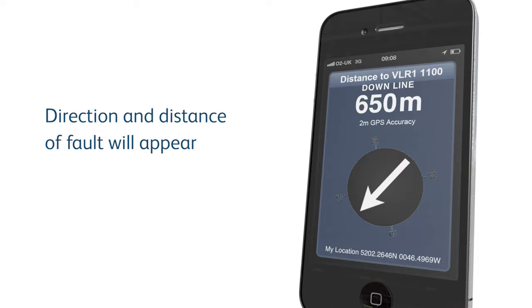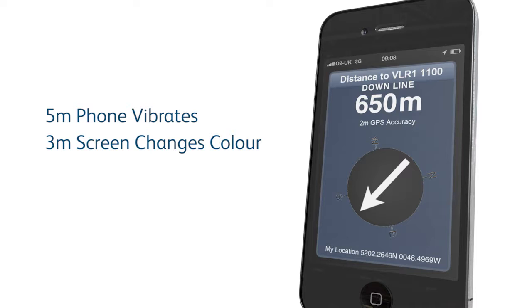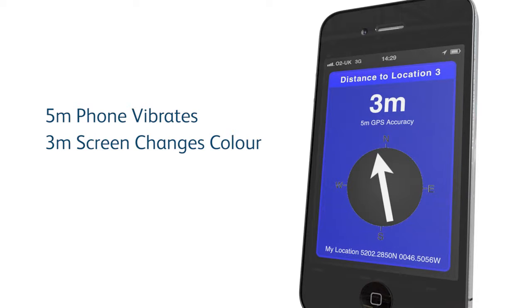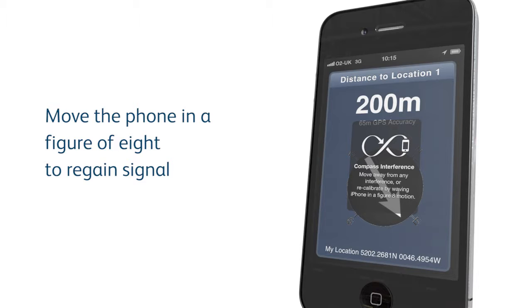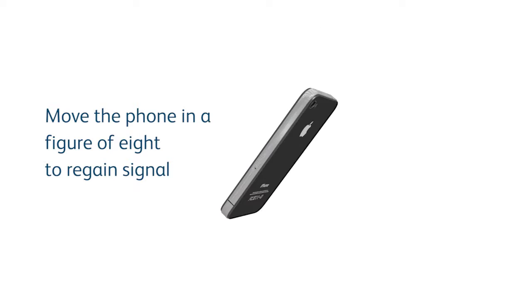Select the fault from the location list and an arrow will appear pointing in the direction of the fault, the distance in meters from the coordinates, and also the level of GPS accuracy. As you get closer to the location of the fault, the distance away number will decrease. When you get within 5 meters of the fault, the phone will vibrate and then the screen changes color to navy blue at 3 meters away. If the compass interference symbol appears, slowly move the phone in the figure of 8 until the signal is regained.